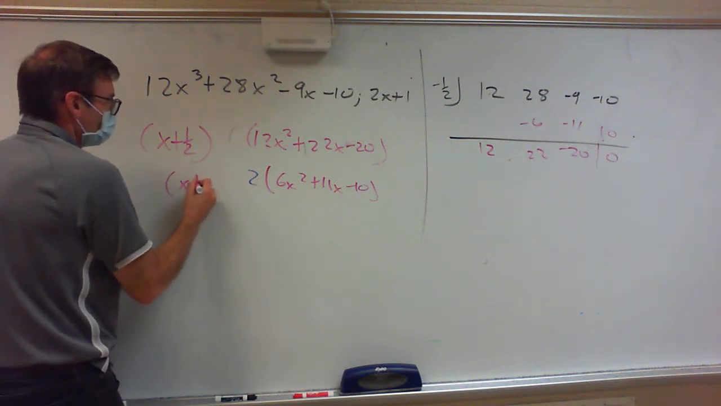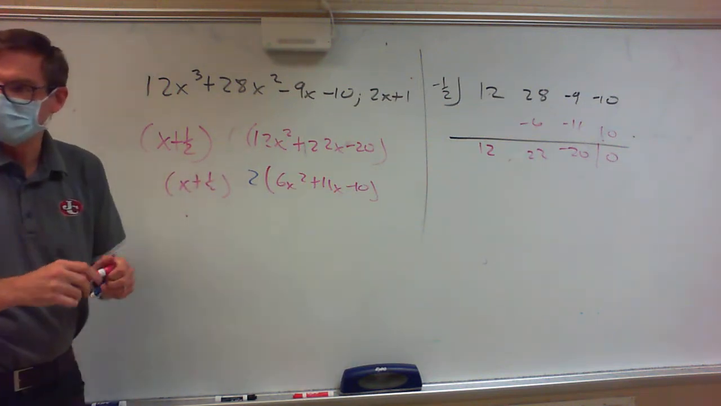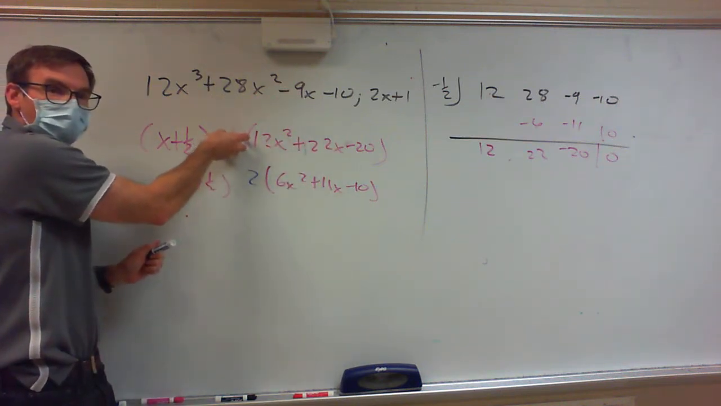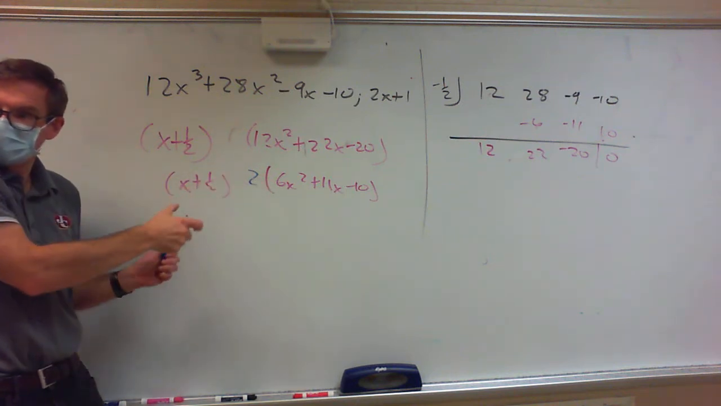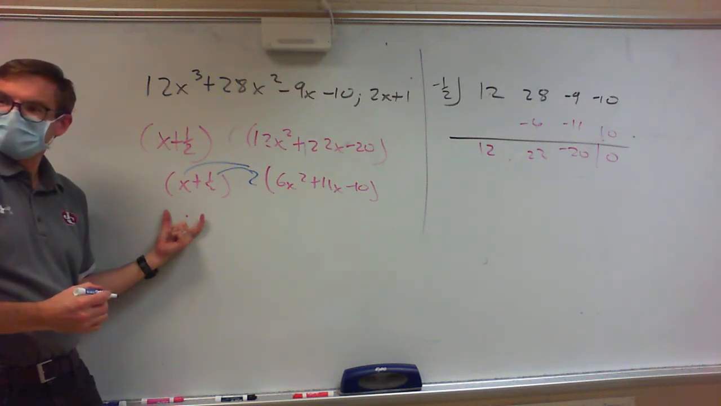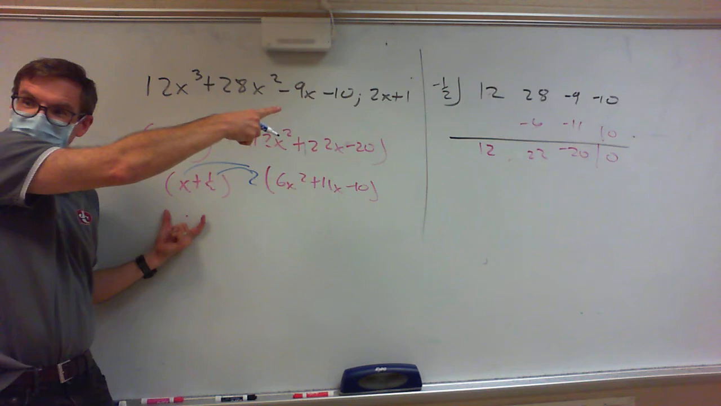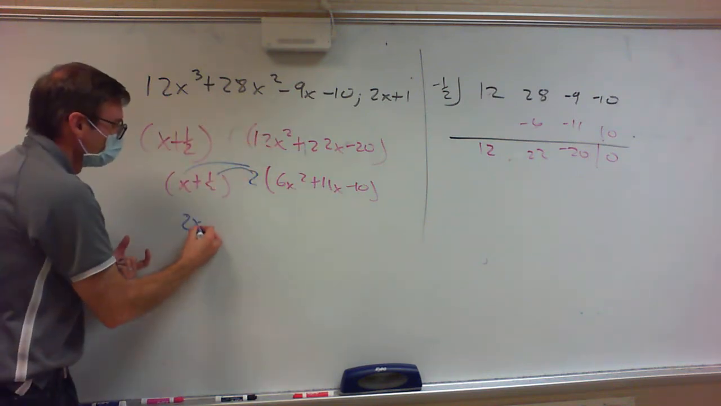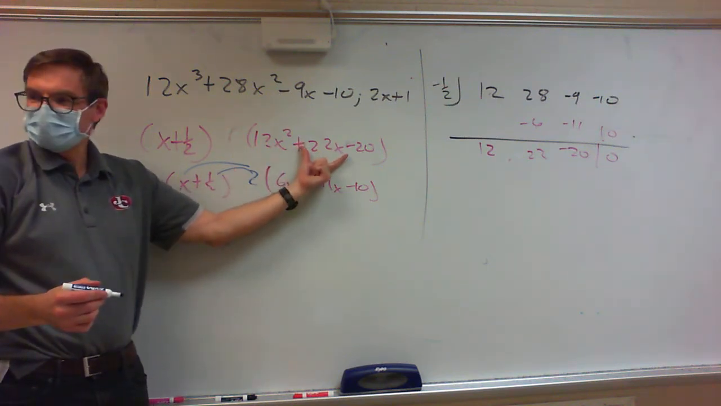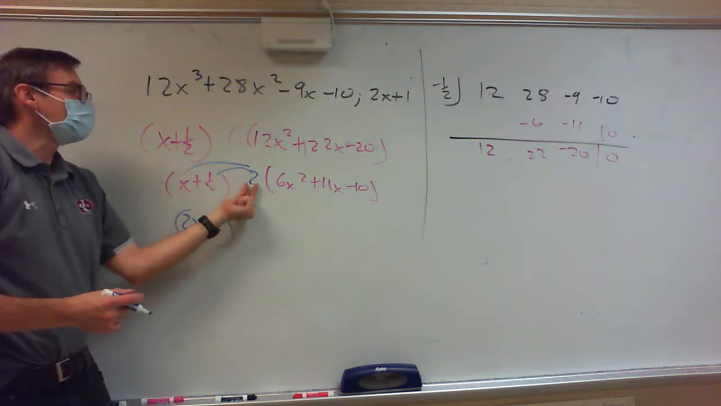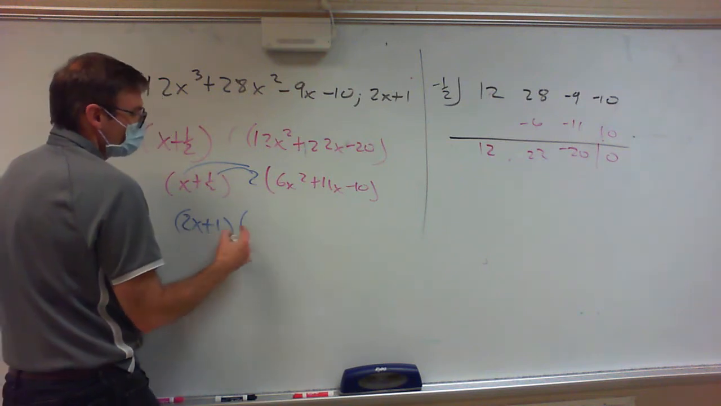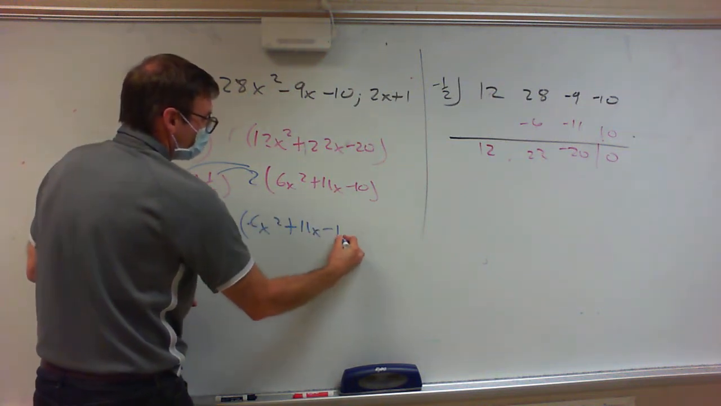And then I have an x plus 1/2. Here's the part that's interesting. We're now going to take that 2, like we pulled the 2 from here, and distribute it to the first thing. When I multiply the 2 to the first thing, what do we get? 2x. I get 2x plus 1. Did everybody see how that worked? I had a factor of 2 here, so I pulled that 2 out, and then I took the 2 and distributed it to the first thing. And so now what I end up with is 2x plus 1 times 6x squared plus 11x minus 10.